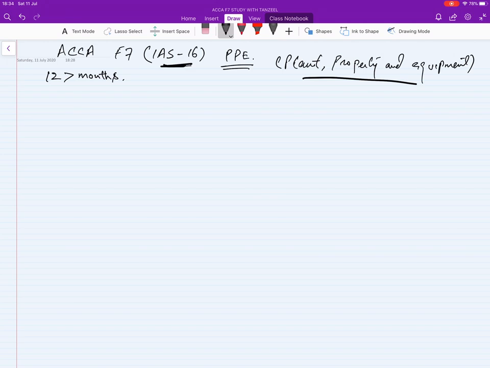It covers property, plant or equipment which you hold for more than 12 months. So if you have a plant, property, or any equipment or machine which you are going to use in your business for more than 12 months, you can consider that as an asset and capitalize it. So this will be covered under IAS 16.